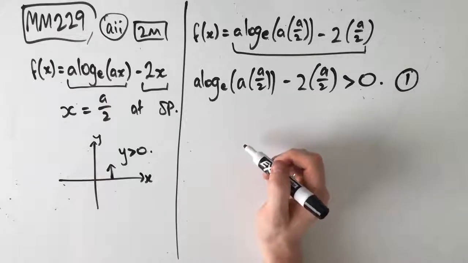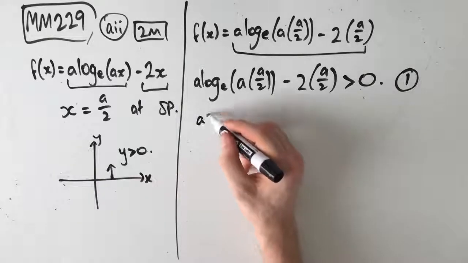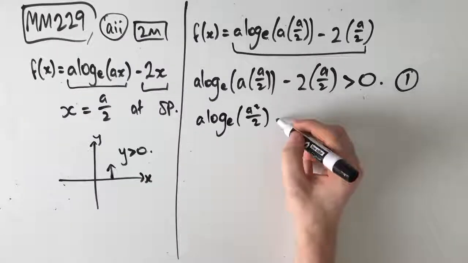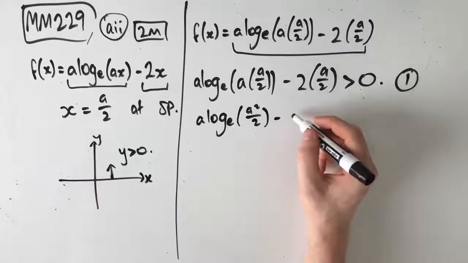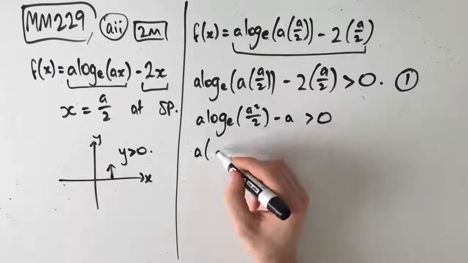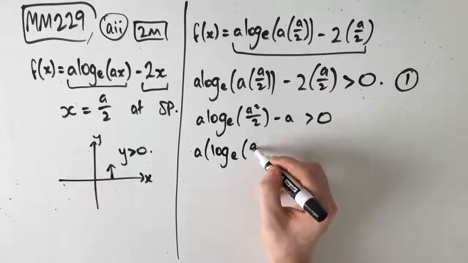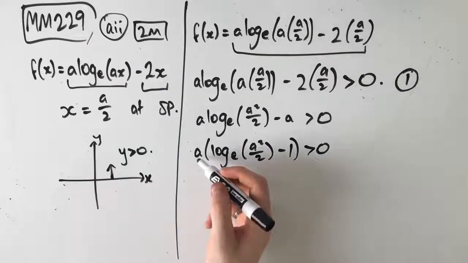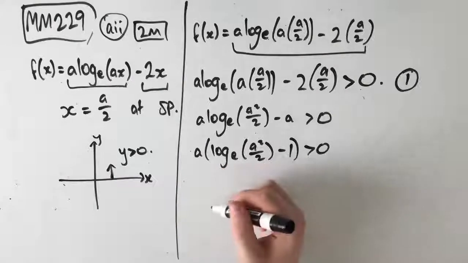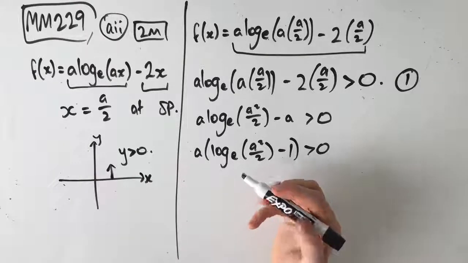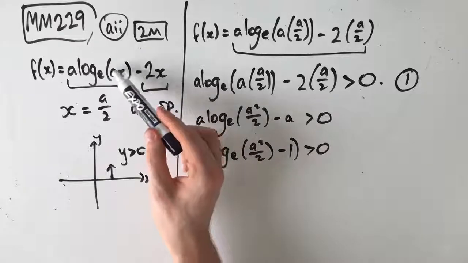Now we simply just need to solve for a, right? Because we're looking for a range of values of a. So let's just do this. So a log e of a squared on 2 minus 2 times a on 2, which is just a, greater than 0. We're going to take a out as a common factor. So we get a times log e of a squared on 2 minus 1 is greater than 0. We're actually going to divide both sides by a to get rid of that a. And we already know that a has to be greater than 0 because it's in this function here.